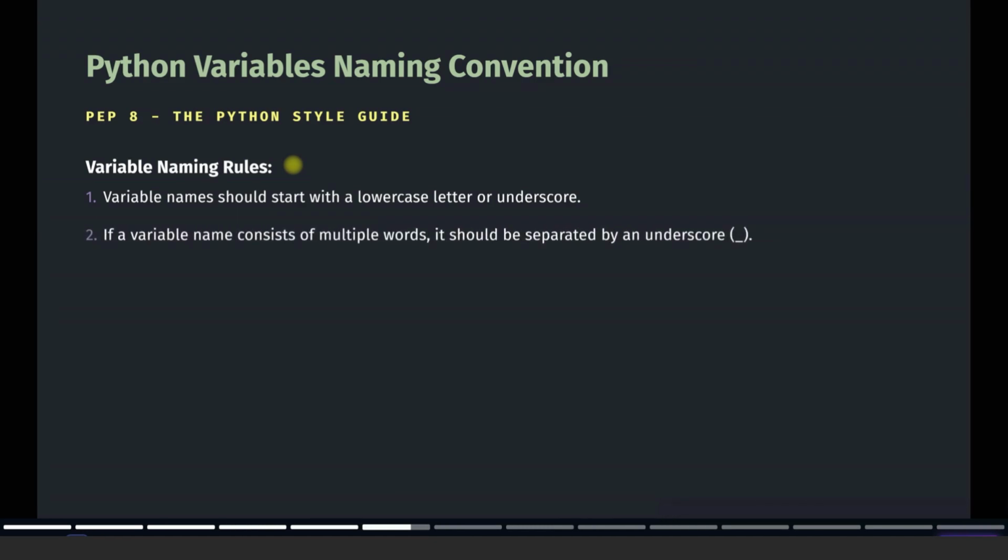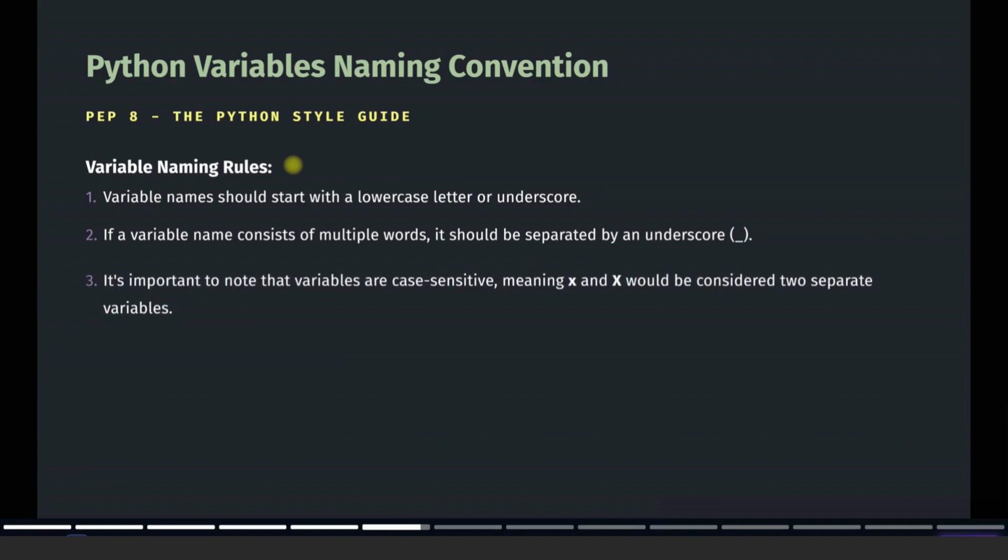If a variable name consists of multiple words, the words should be separated by an underscore. And it is important to note that variables are case sensitive. So small x and capital X would be considered two separate variables. These two are not the same.